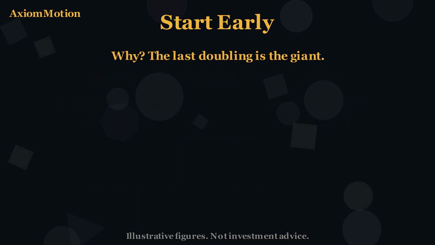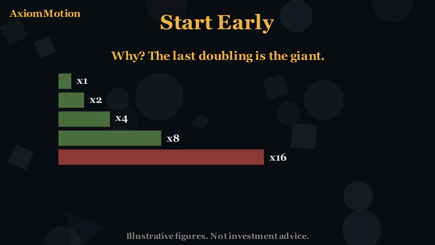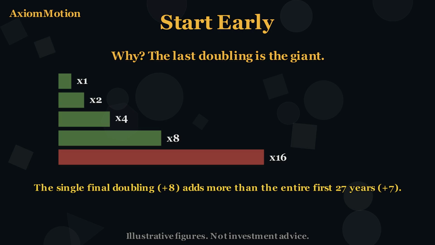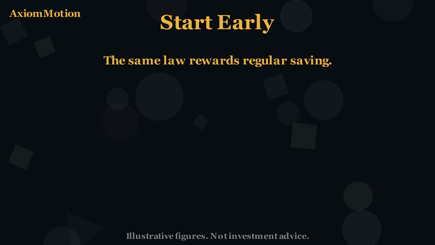So why are the early years so unforgiving? Because of how doublings grow. Each doubling is larger than everything that came before it, combined. That last doubling alone, from 8 to 16, adds more dollars than the entire first 27 years produced. Starting early is how you buy yourself those final giant doublings.